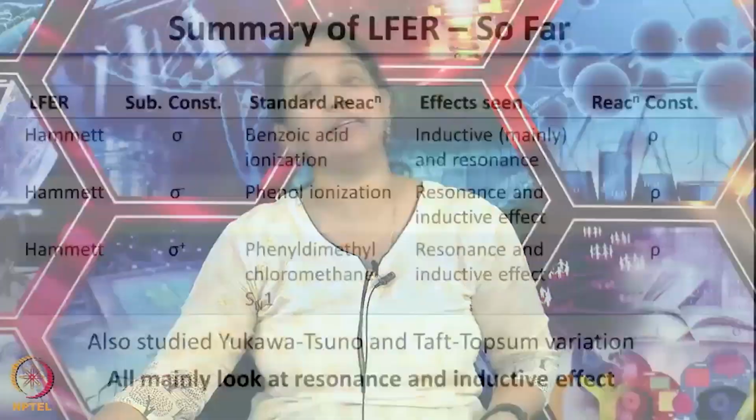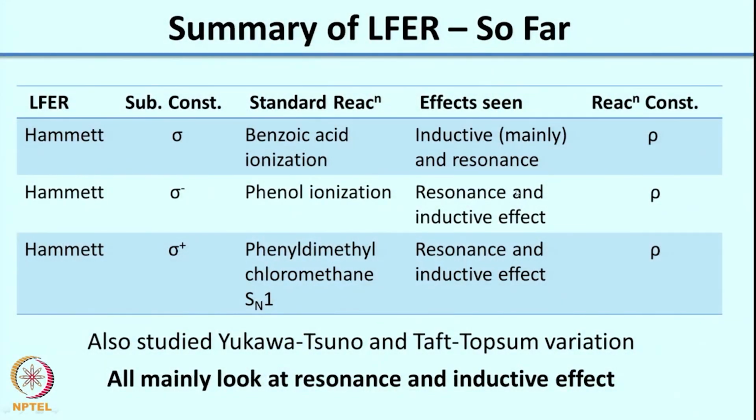For reactions involving conjugation with the aromatic ring, a good standard reaction if you have a negatively charged intermediate would be sigma minus, where the standard reaction is phenol ionization, and here both resonance as well as inductive effect play an important role, and the reaction constant is rho. And if you have a positively charged intermediate, the standard reaction is phenyl dimethyl chloromethane dissociation, like an SN1 reaction, and the substituent constant is sigma plus. Here again the effect is contributed both by resonance as well as inductive effect, and the reaction constant is rho.